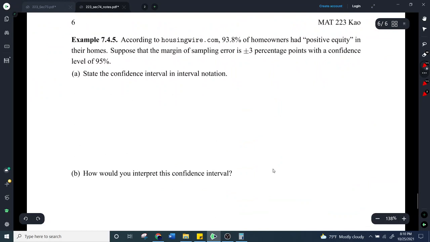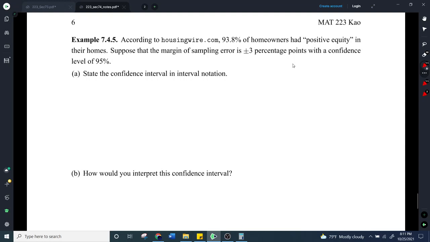All right, let's do this last example. According to housingwire.com, 93.8% of homeowners had positive equity in their homes. Suppose that the margin of sampling error is plus or minus 3 percentage points. You might have heard that term before. When somebody talks about a survey, a lot of times around election time, they'll say the margin of error is plus or minus 3 percentage points. This is exactly what they're talking about. The margin of error is 3 percentage points, and they use a confidence level of 95%.